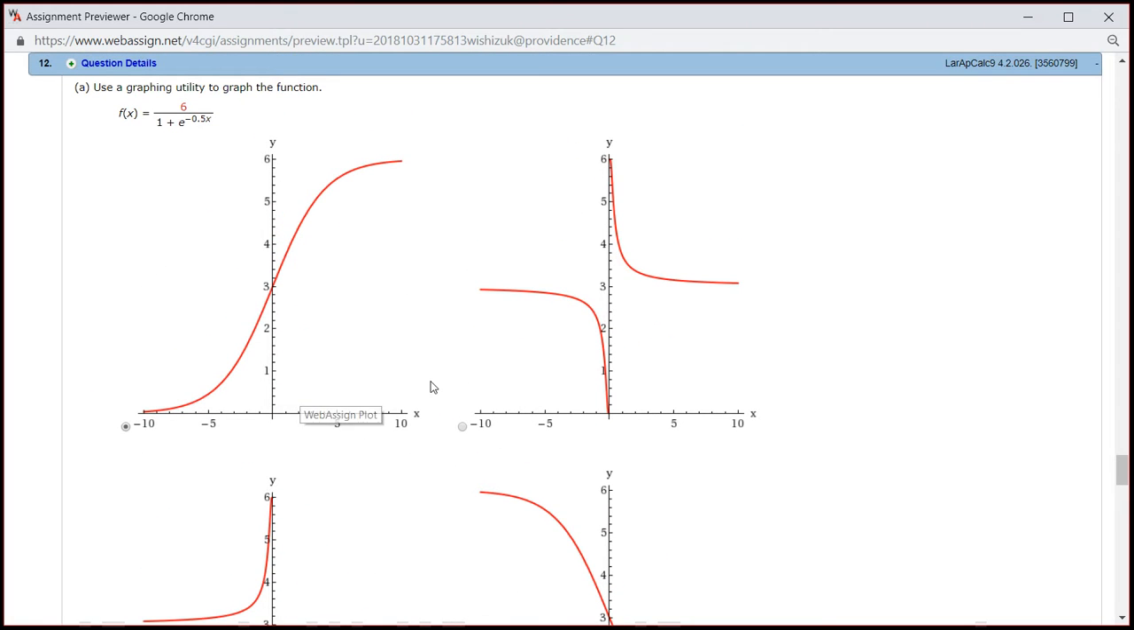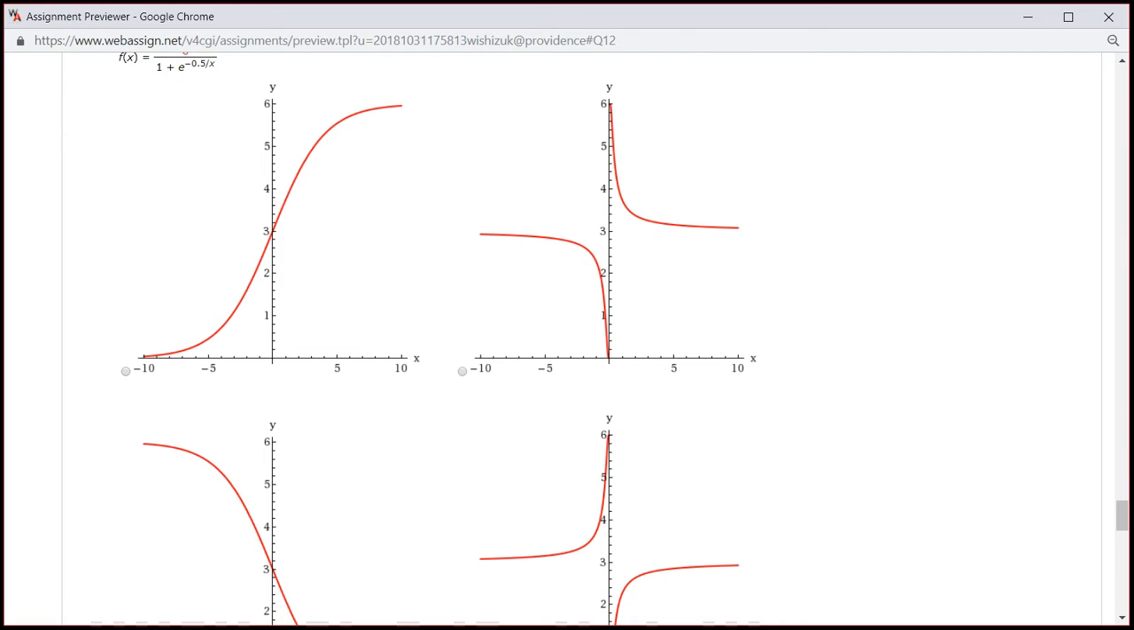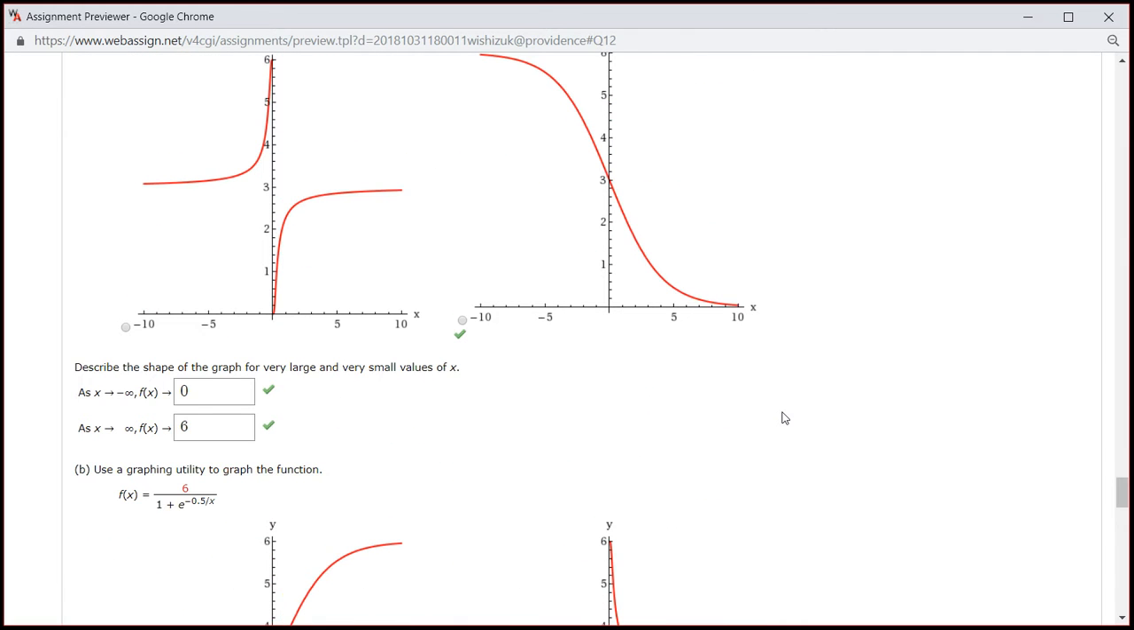As you go to the right, it approaches 6. As you go to negative infinity, it approaches 0. So this is the correct picture. Let's check the answer. It came back and looks like we got the correct picture and we have these limits correctly.